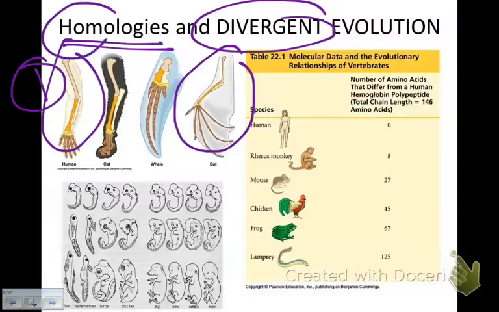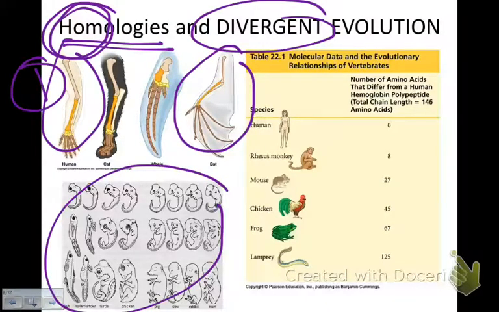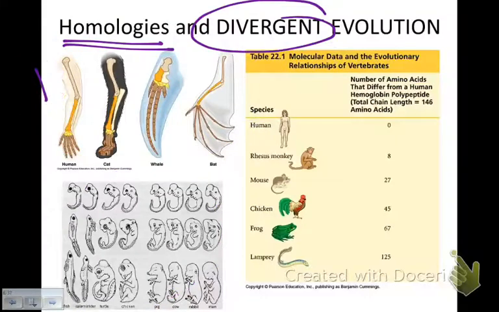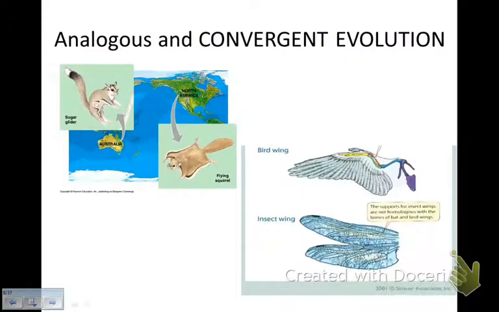Homology, same structure. So you're looking at same structures in the arm. You're looking at similarities in the embryo. You're looking at similarities in DNA or amino acids. Remember, amino acid is your protein sequence. Amino acids make up proteins. So homologies are similar things that lead to common ancestor. Divergent evolution really means that one species divided and made two. Opposite, but both are. It's not like you believe one or the other.